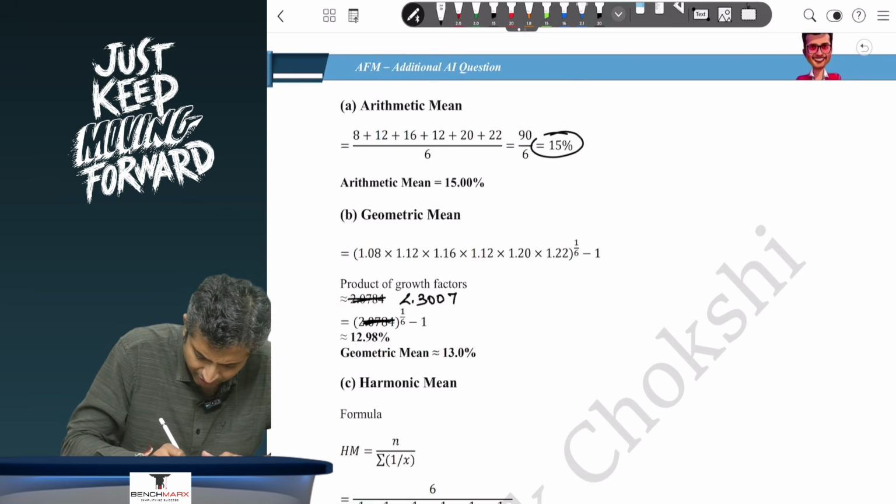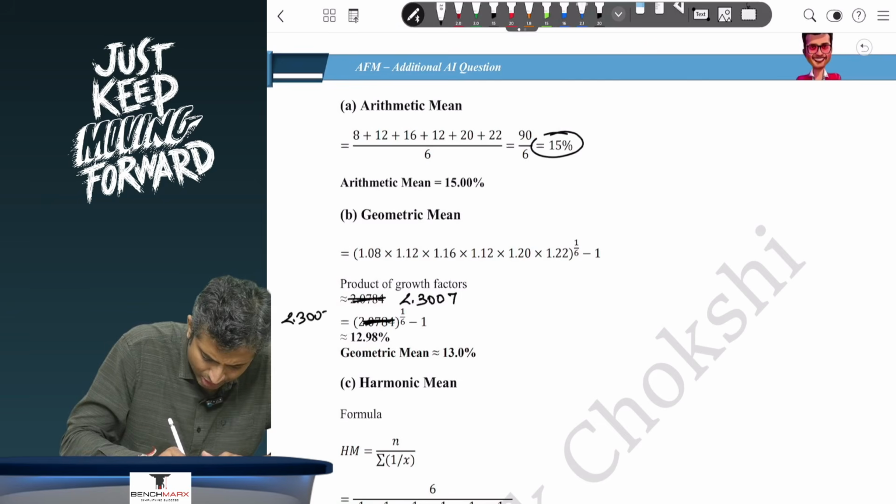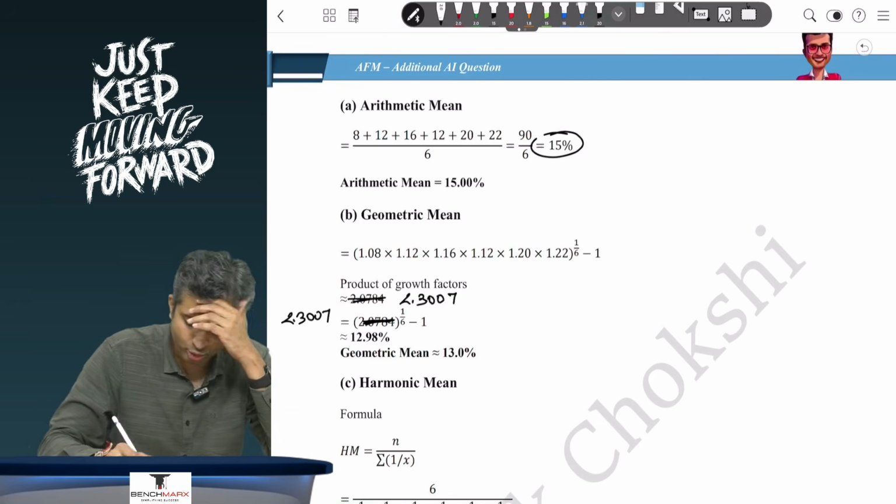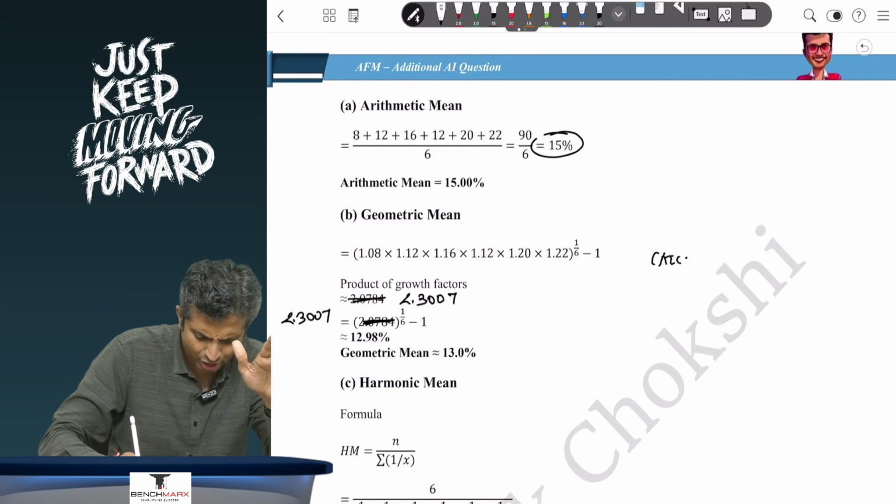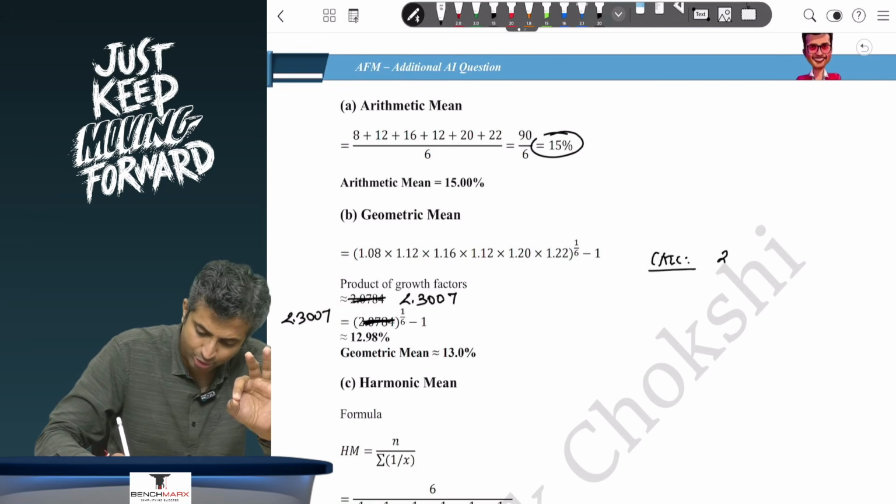And if I take the working, 2.3007 raised to 1 by 6. Now, how do I do that? Well, there are multiple tricks maybe to do it on your calculator. If you have done one of them, you do it by that method only.